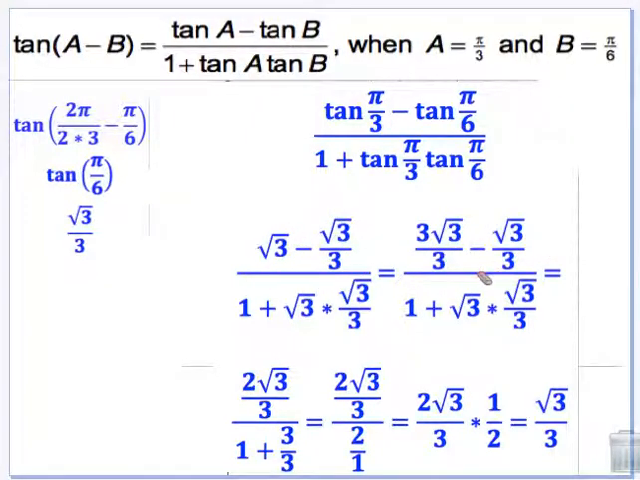You just need to remember, anytime you have to add or subtract fractions, you have to get a common denominator here, and then please keep the calculators off for now. We will use them later on, but for now, just keep them off.